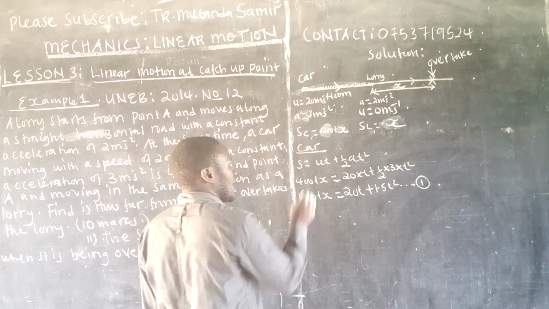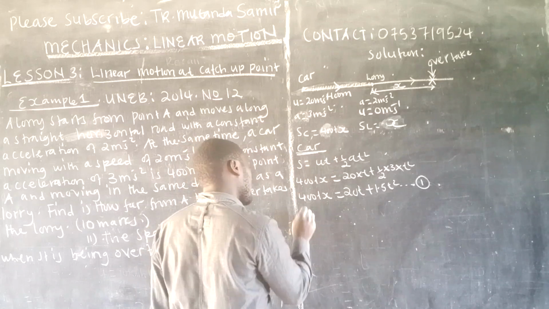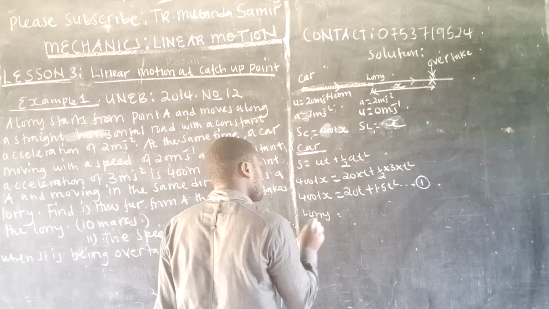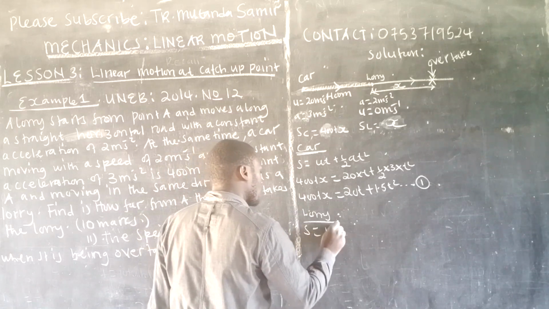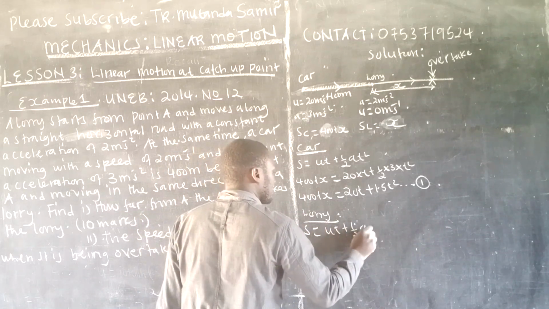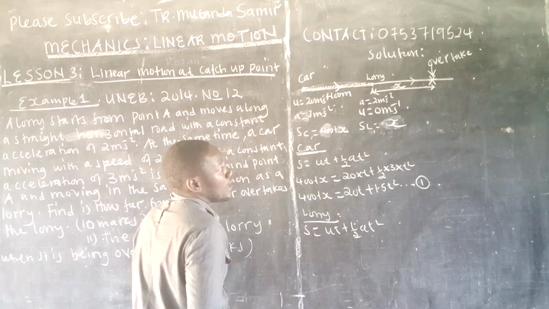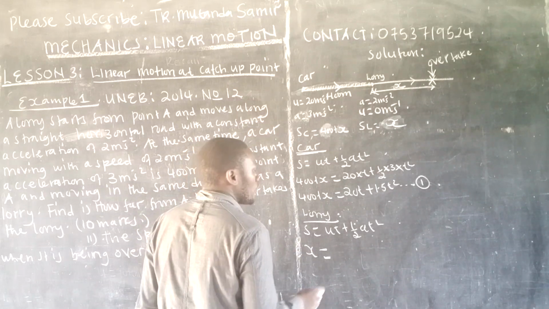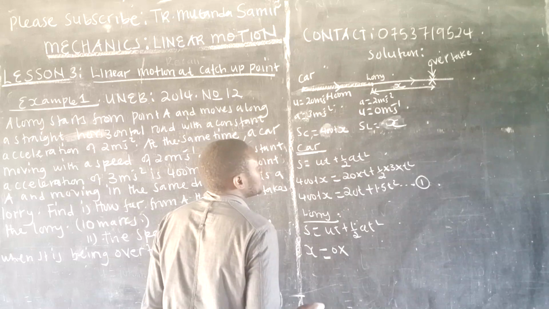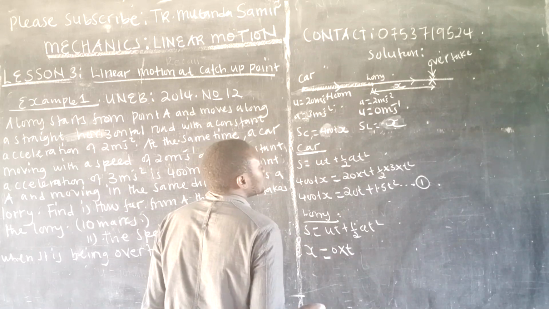I've looked at the car. Now let me look at the lorry. And when I'm looking at the lorry, I'll also use the same equation, S is equal to ut plus a half at squared. Now, our S here is x, equals u, where u is 0, times t. T we don't have.